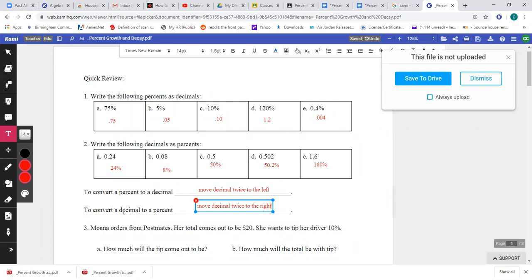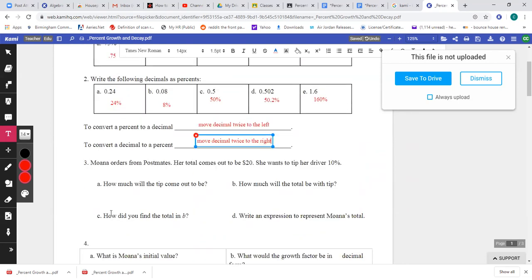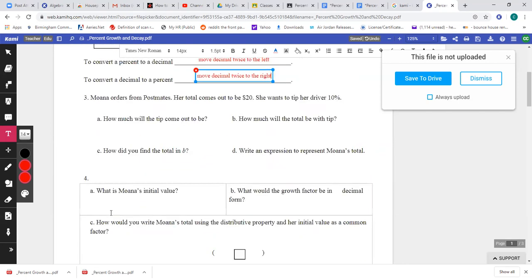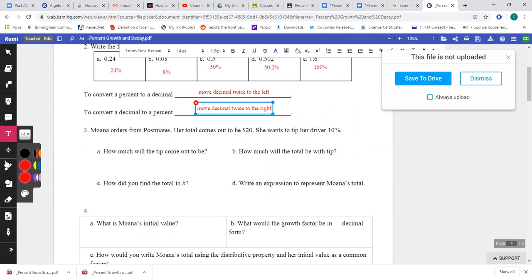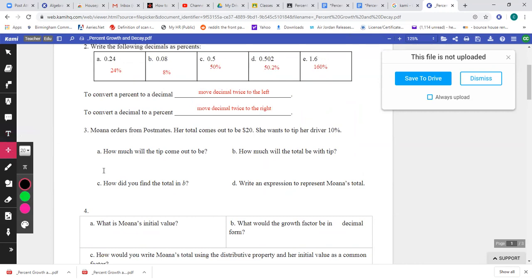Today we are doing exponential. We're still doing exponential functions, but we're doing them with percent growth and percent decay. So let's take number 3. And number 3 actually is kind of relevant to today's world.